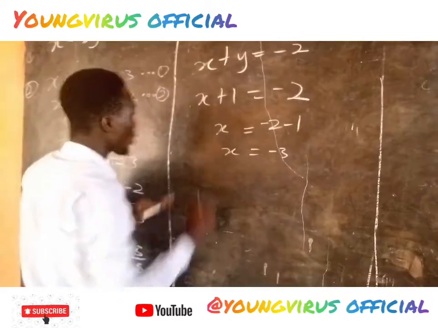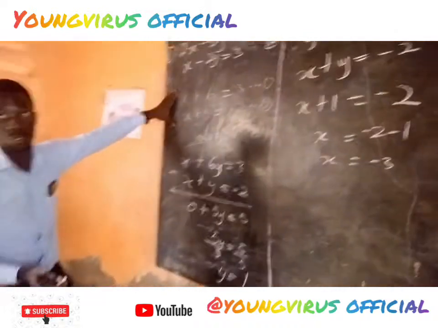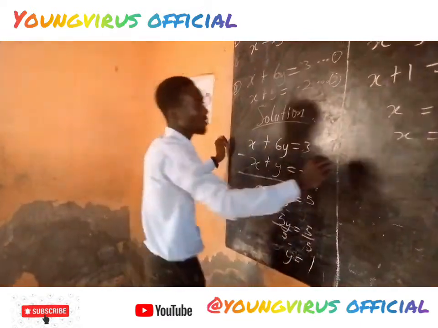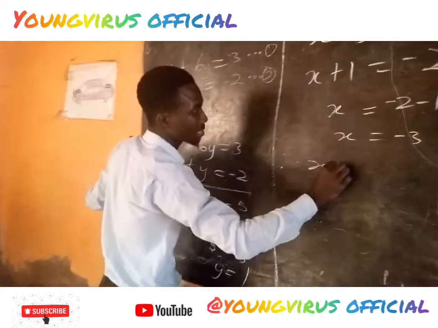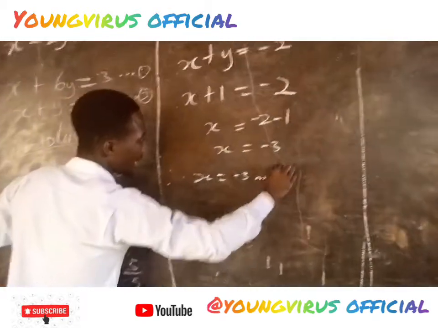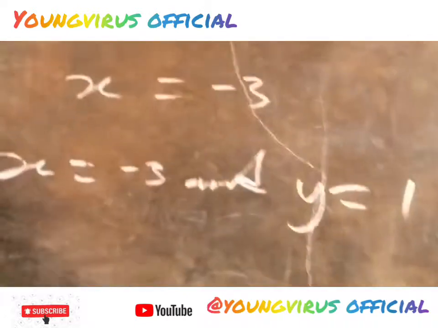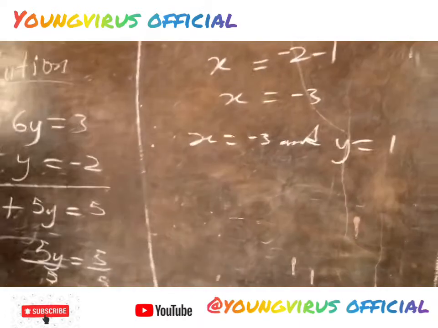This is a simple way of solving a question that looks like this, a question that has the same two variables. So we have, therefore, x is equal to negative 3 and y is equal to 1. That is it for the second question. Now let's look at the first question.